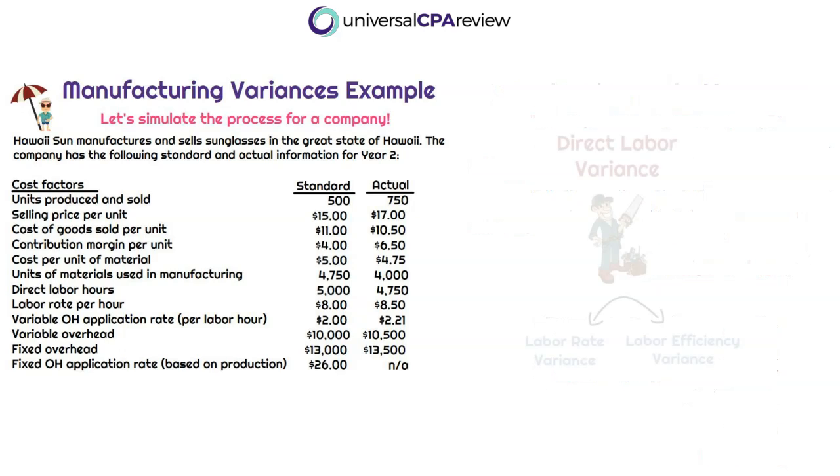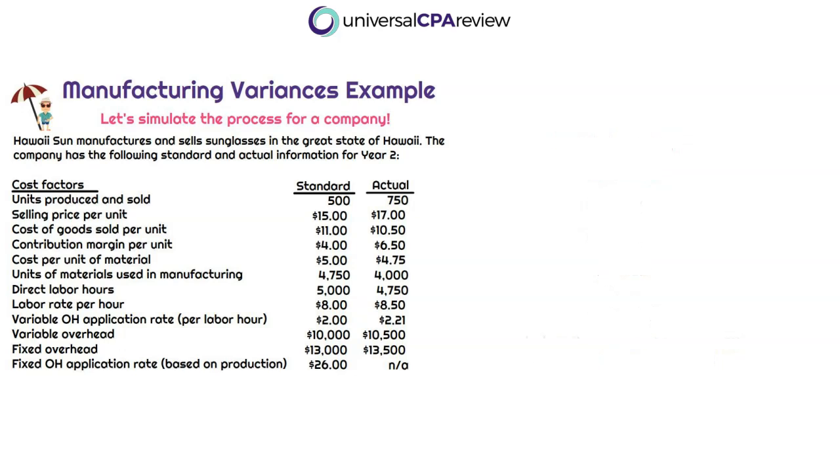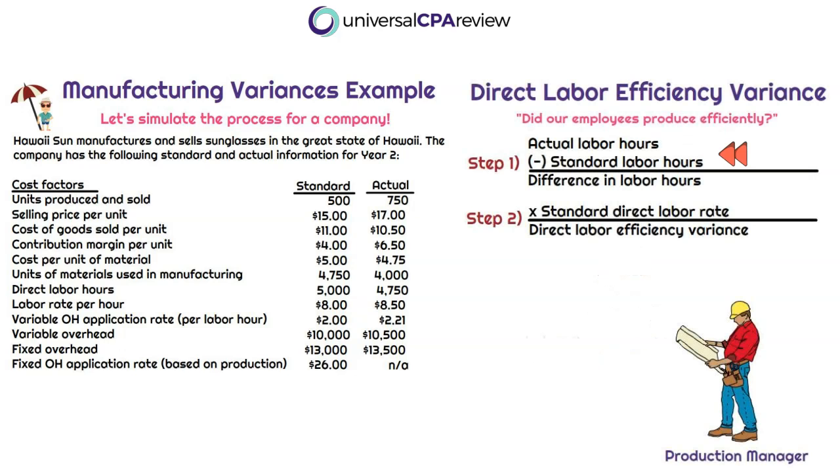Now, the other direct labor variance is the direct labor efficiency variance, sometimes referred to as the direct labor usage variance. And this is all about the actual labor hours compared to the standard labor hours, and then we multiply by the standard direct labor rate. So similar to the other variances, we have our 2 steps. The first thing is to compare the actual volume of labor hours to the standard volume of labor hours.